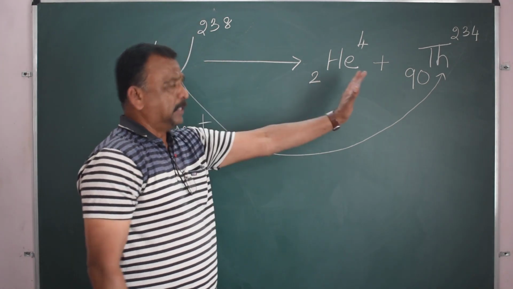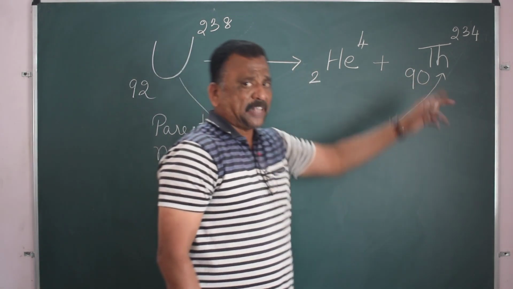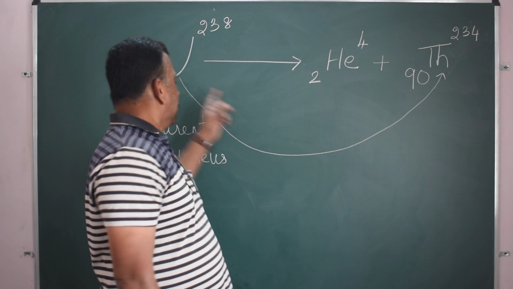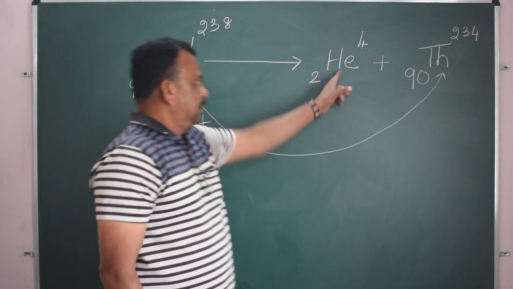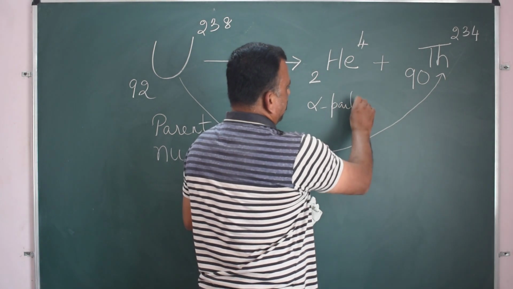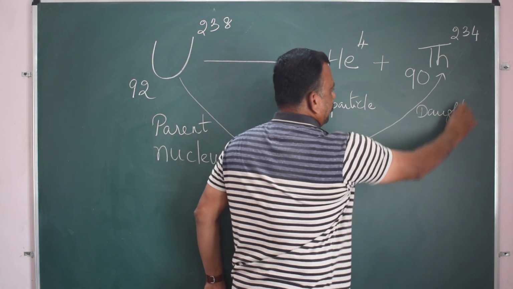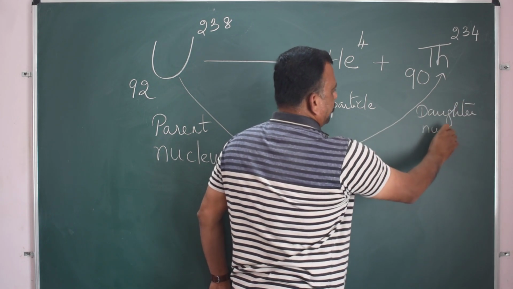See, whenever you write any nuclear reaction, don't forget to name the reactants and products as you do in a chemical equation. So parent nucleus, uranium, this is the alpha particle, just mention it, and this is your daughter nucleus, which is thorium.